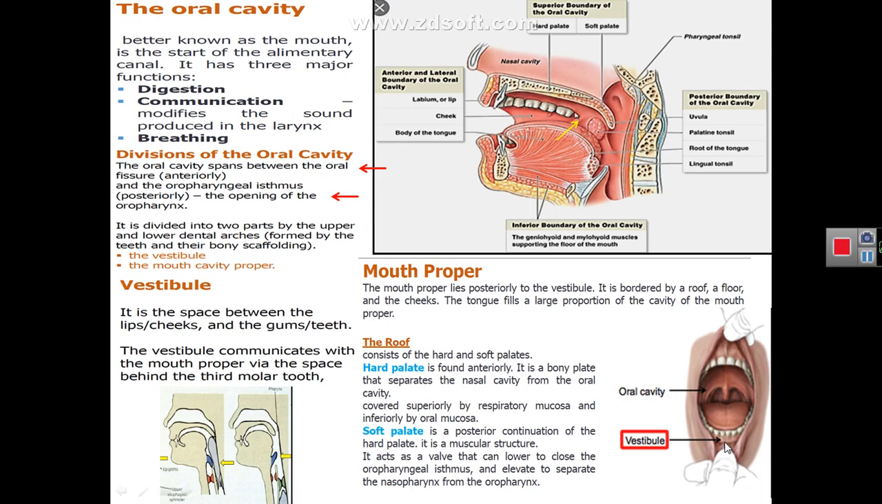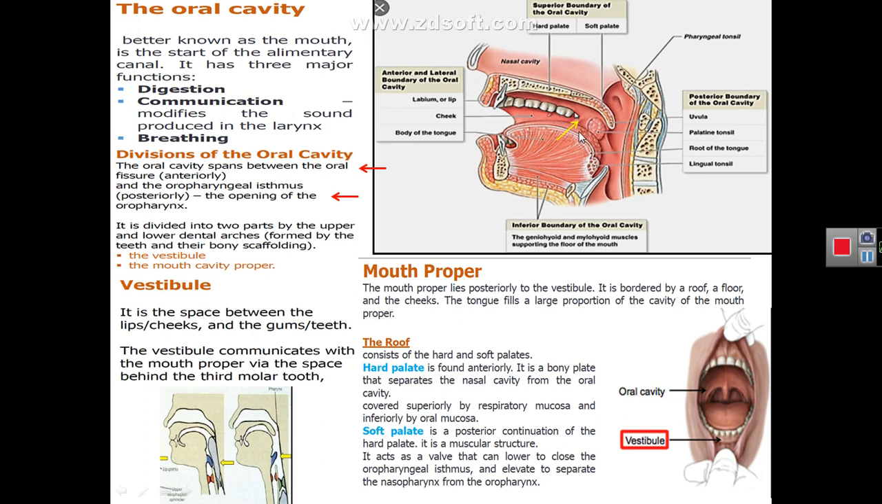This vestibule of the mouth is limited from outside by the cheeks on the right and left side and by the lips anteriorly, the upper and lower lip. The second part of the oral cavity is called the oral cavity proper, which is the part lying to the inside of the teeth, the gum, and the alveolar processes of the maxilla or mandible. This part is connected with the vestibule by a small region lying behind the third molar tooth, which is the last molar tooth.